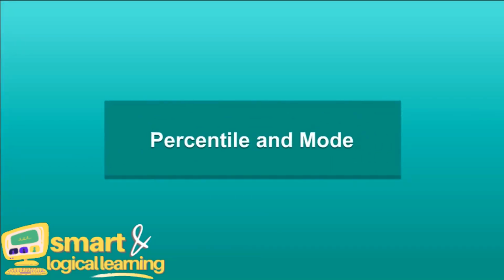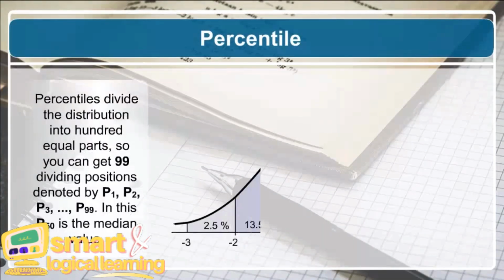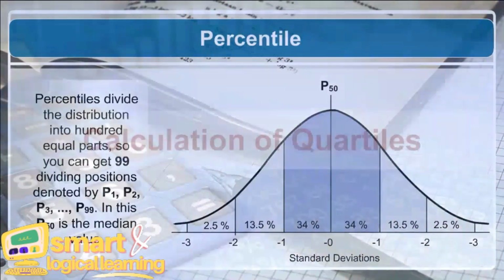Percentile and mode. Percentile. Percentiles divide the distribution into 100 equal parts. So, you can get 99 dividing positions denoted by P1, P2, P3 and so on till P99. In this, P50 is the median value.